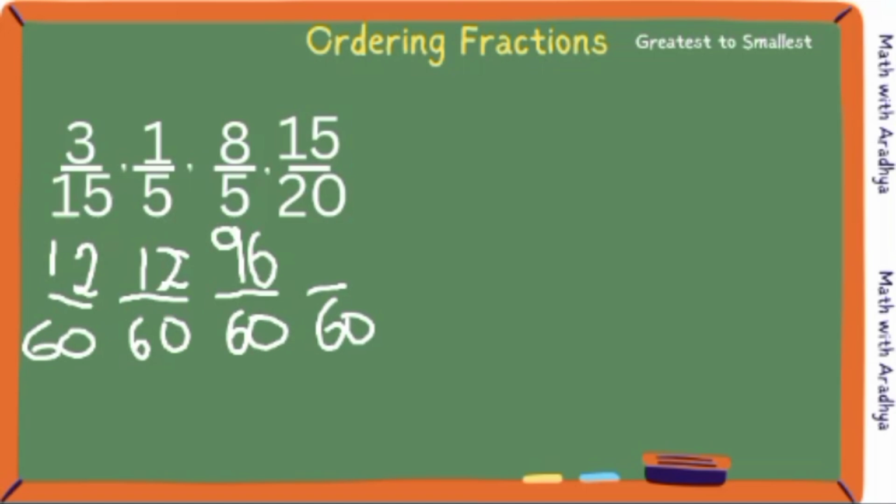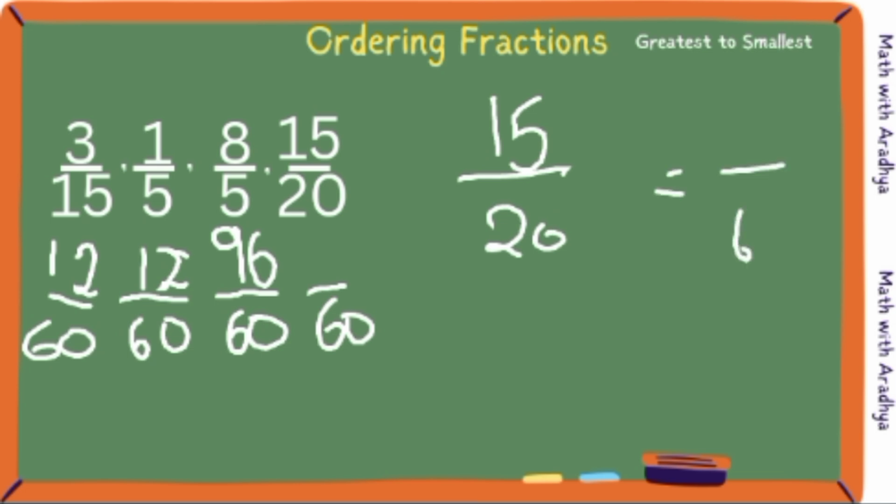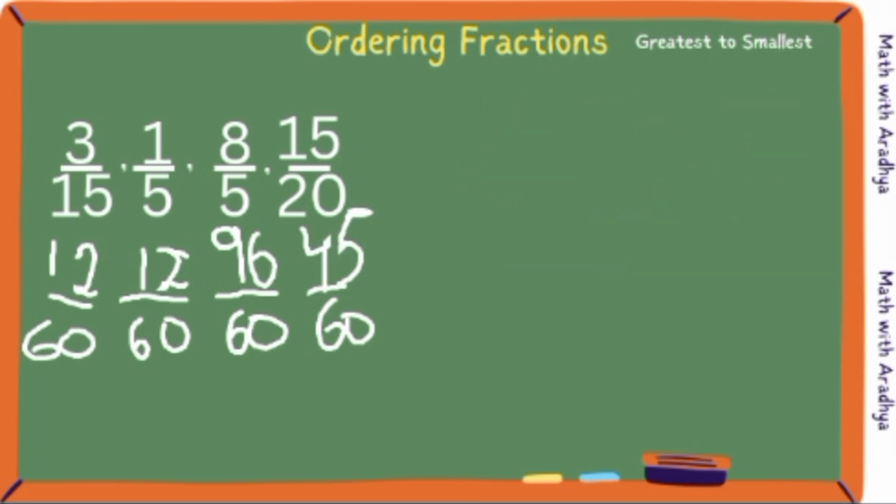Now we have our last fraction, which is 15 by 20. So you need to see what you will multiply with 20 to get 60. So if you multiply 20 with 3, we will get 60. So we need to multiply the 3 with our numerator, which will give us 45. Now we have 12 by 60, 12 by 60, 96 by 60 and 45 by 60.